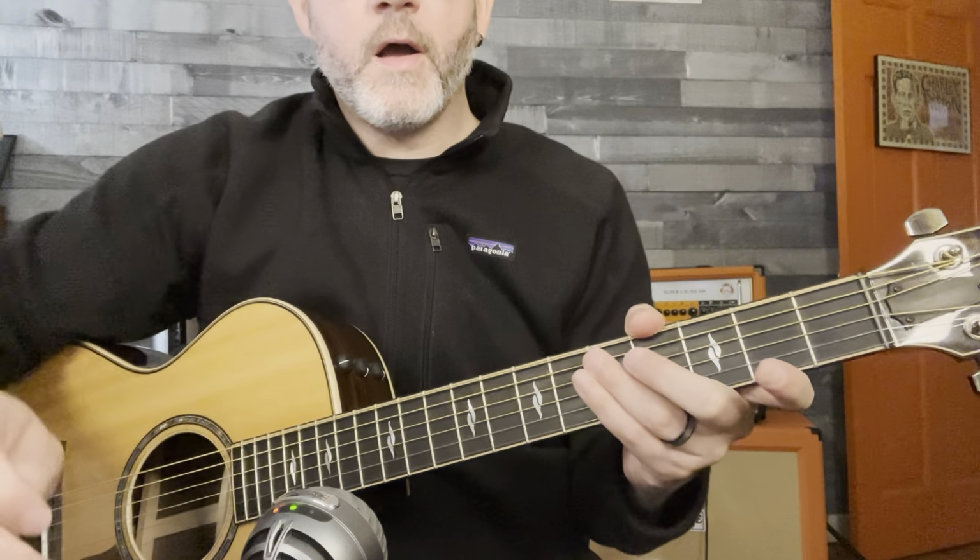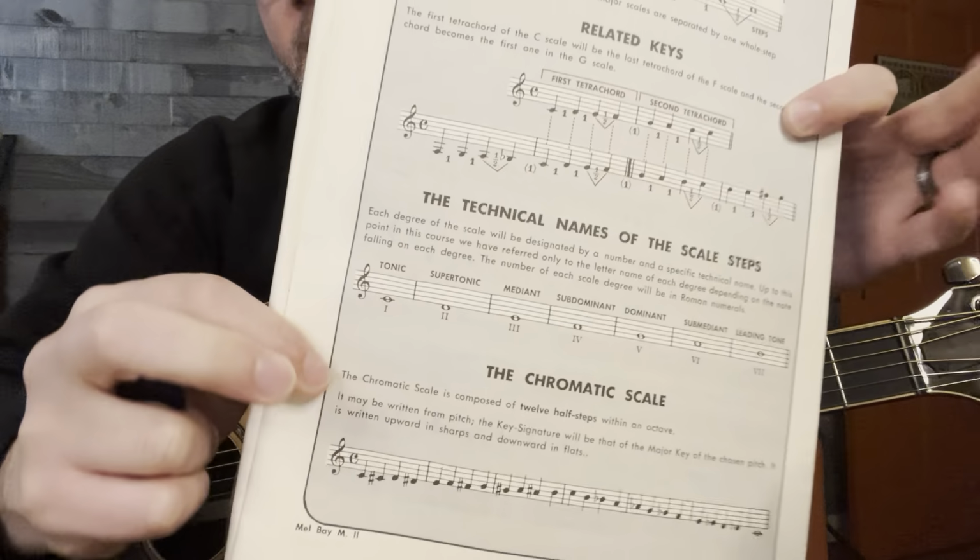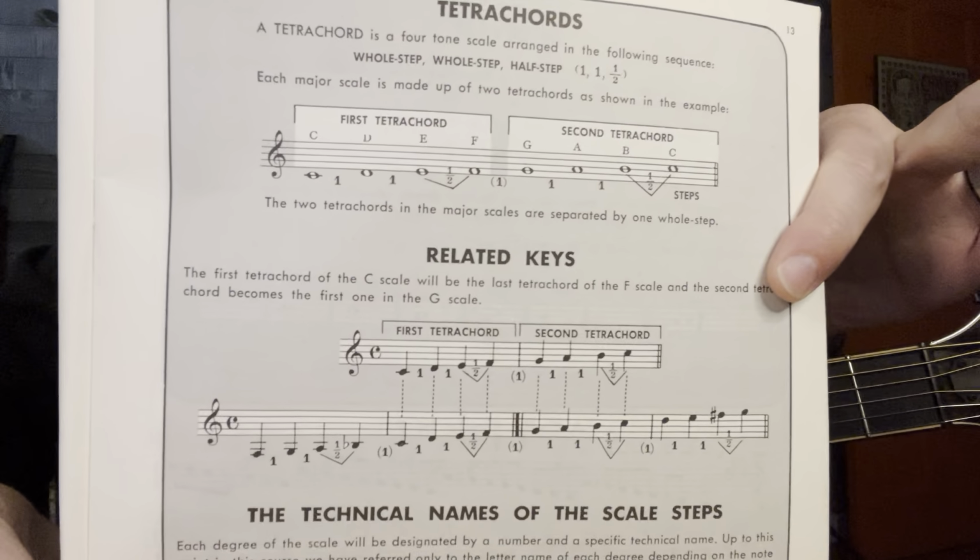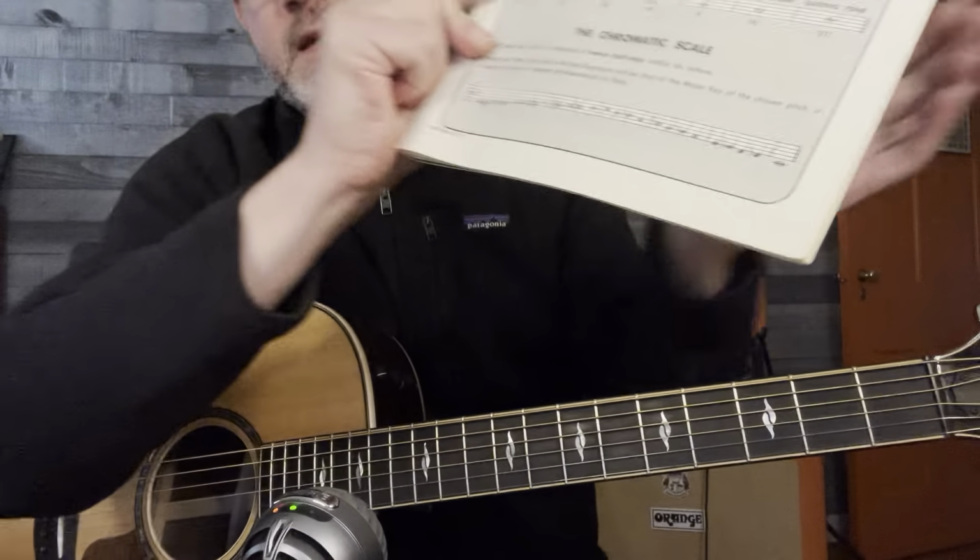Okay, so if you haven't seen the video on tetrachords, do it first. Now here we are, Mel Bay grade 2, page 13. Once we know our tetrachords, let's talk about related keys. Why does this matter to you? Well, the first tetrachord of the C scale, check this out.